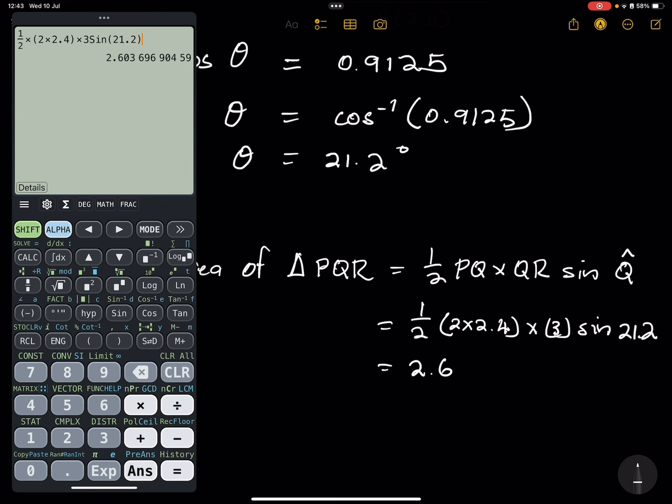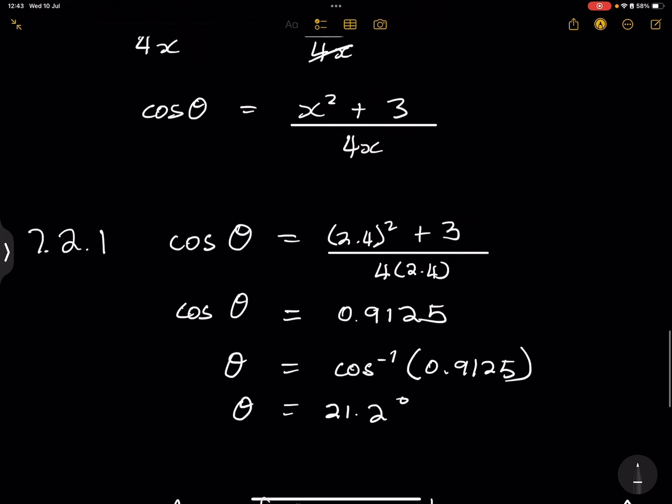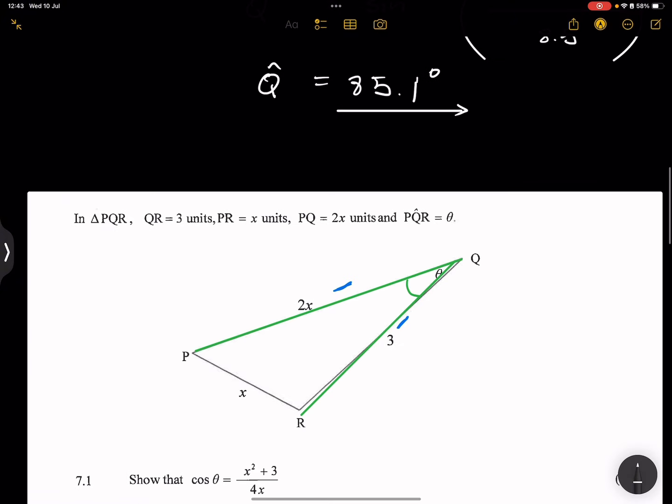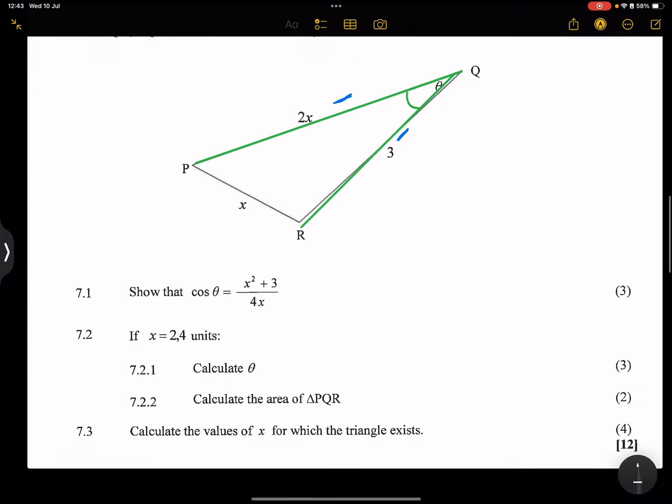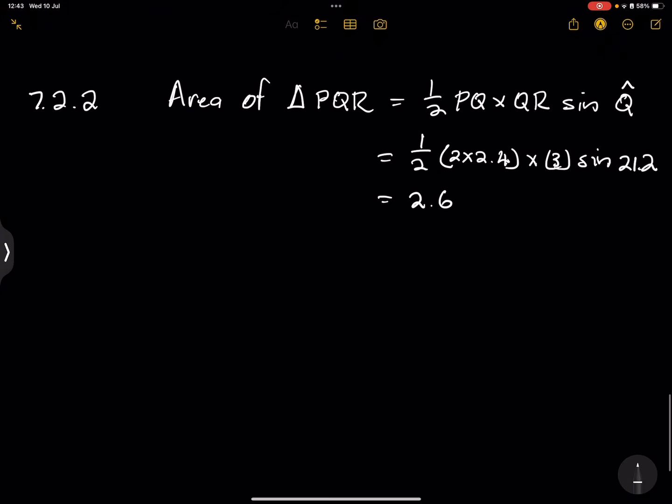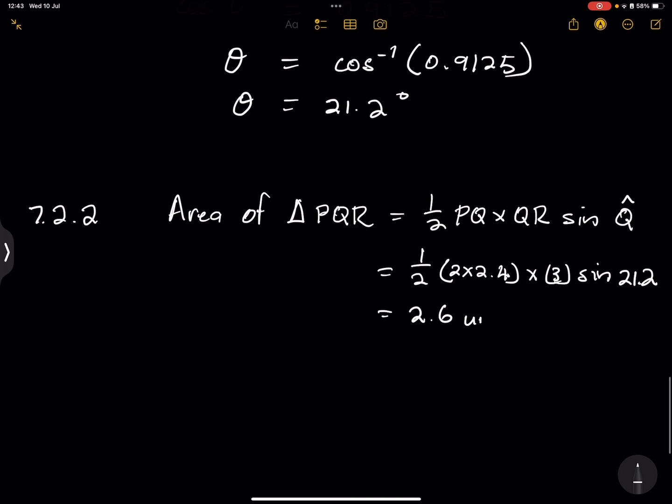Now, note, ladies and gents, you've got units there that are given as units, right? So whenever you get the area, you must give it in terms of square units. So that's units squared. So if our units were centimeters, then we would say centimeters squared.